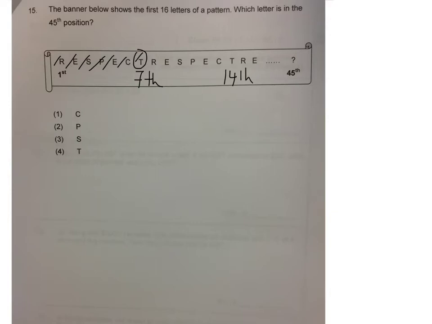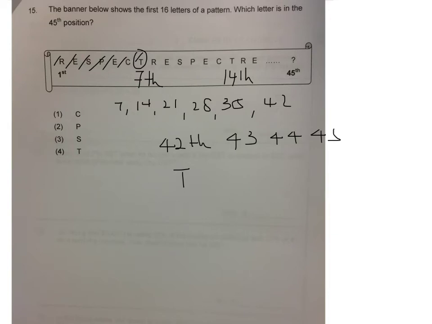14. Alright, so you just write 7, 14, 21, 28, 35, 42. So at the 42nd place is a T. Okay, 43rd, 44th, 45th, that will be R, E, S. So at the 45th, it has to be an S. So question 15, your answer is 3.